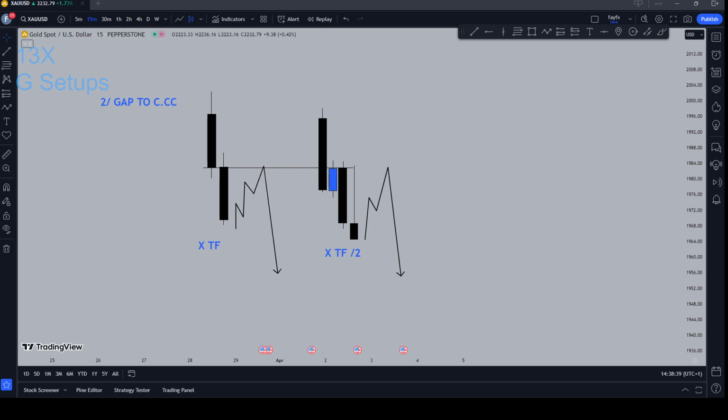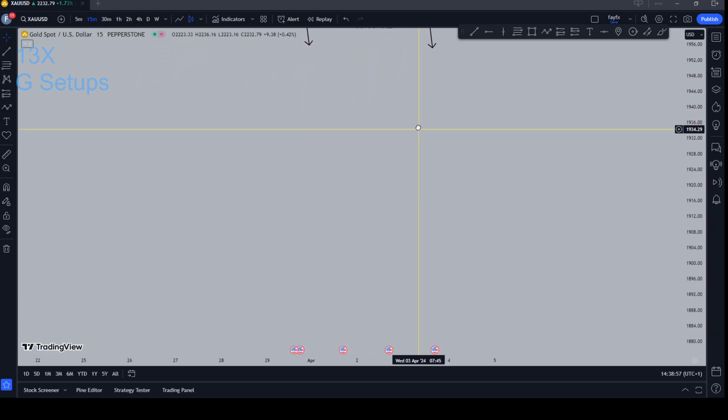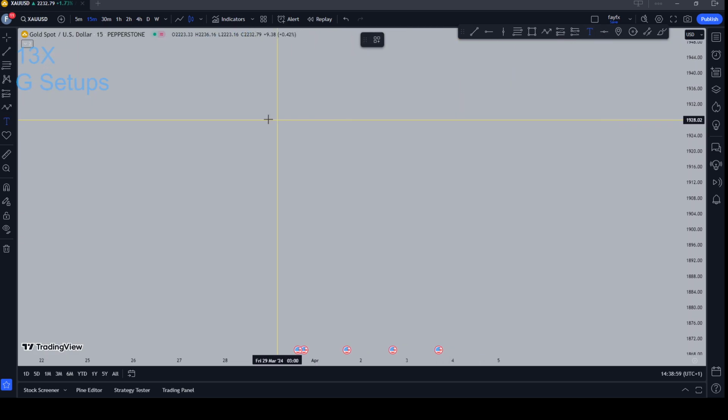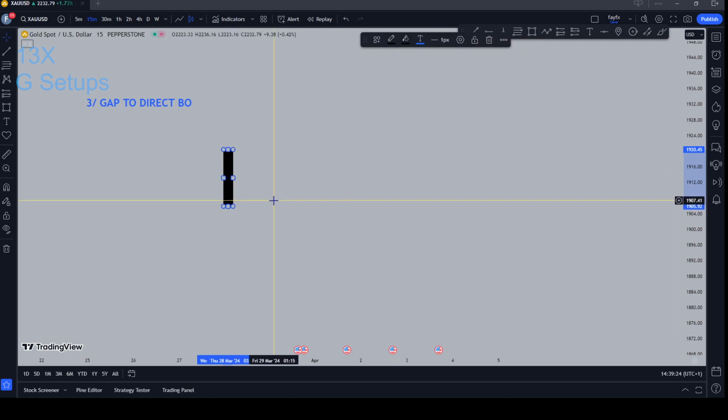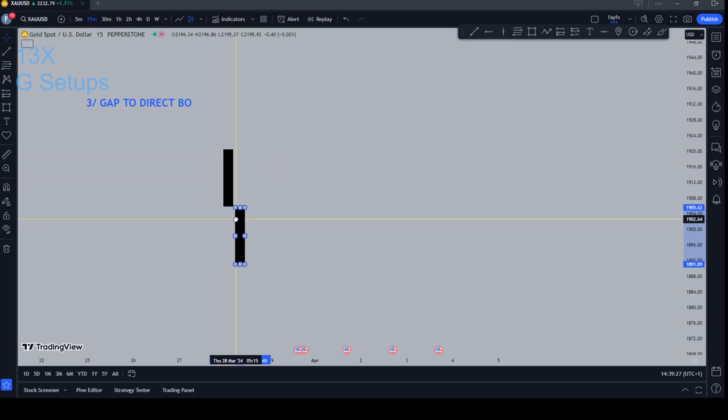Let's go for the third one. The third one is also special, I like it. The third one is gap to direct breakout. What is a direct breakout? Imagine we have a gap here in an X time frame.